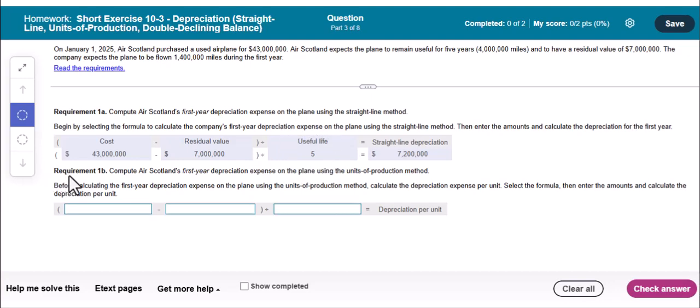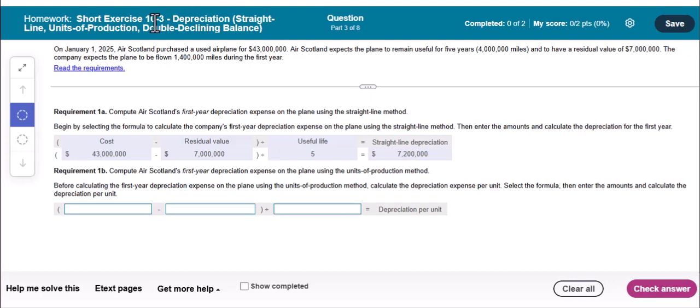And next we have requirement 1B, compute Air Scotland's first year depreciation expense on the plane using the units of production method, which is basically the more you use something, the more it's depreciated. So how do you keep track of that? It's by miles for this airplane. So we need to plug in the formula in words first.